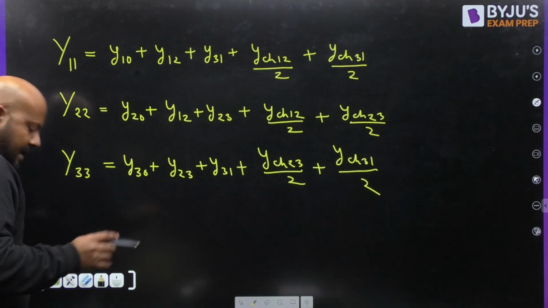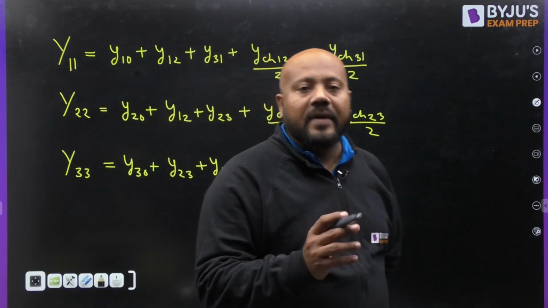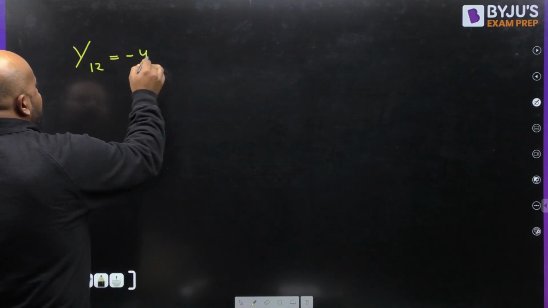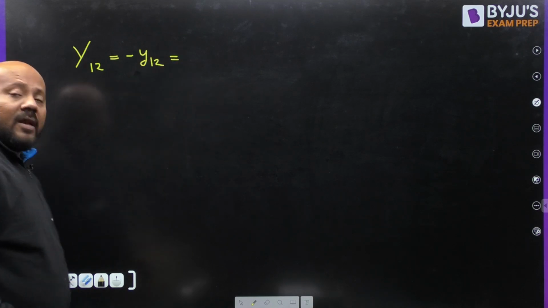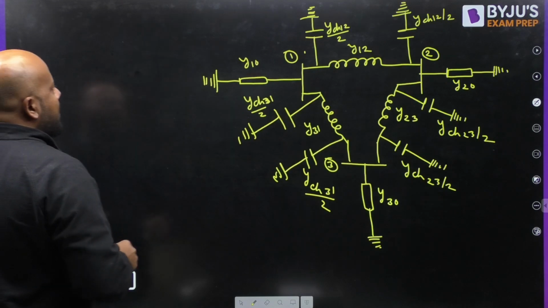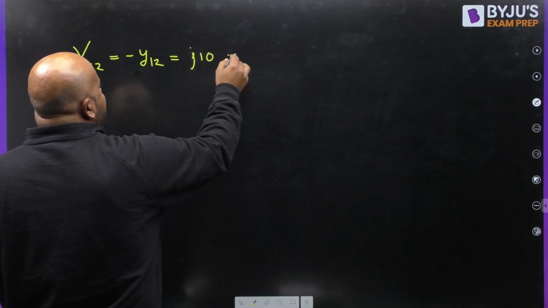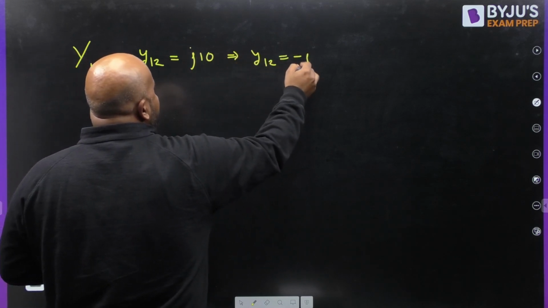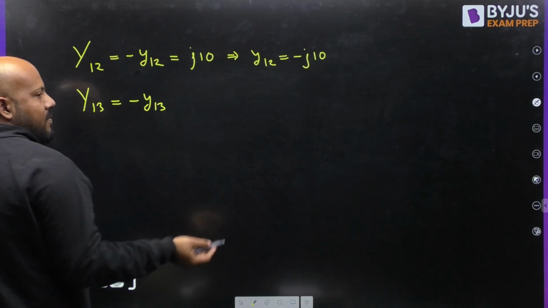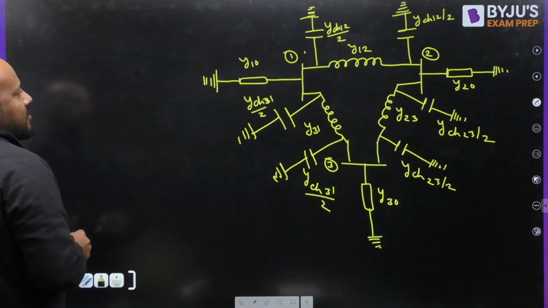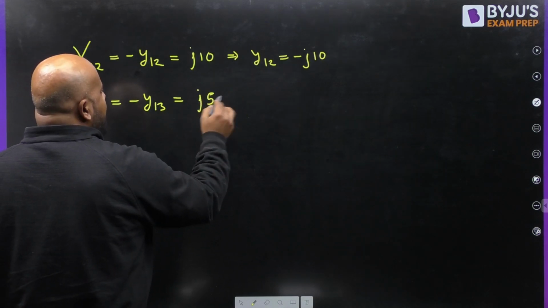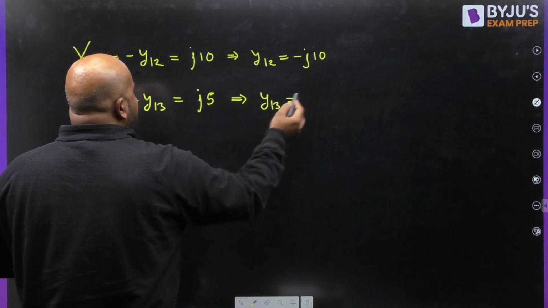So I have got the diagonal elements. Now I will be writing the off diagonal elements. Okay. So off diagonal element, suppose Y1 to 2, it is going to be minus Y12. Yes or no? But this value is already mentioned in the question. What is Y12? Y12 is J10. So this is going to be J10. So can you tell me what is actual Y12? It is minus J10. What is Y13? It is minus of Y13 or Y31, whatever you want, you can write. And this value is also mentioned in the matrix in the question. It is J5. So what is going to be Y13 or Y31? It is minus J5.